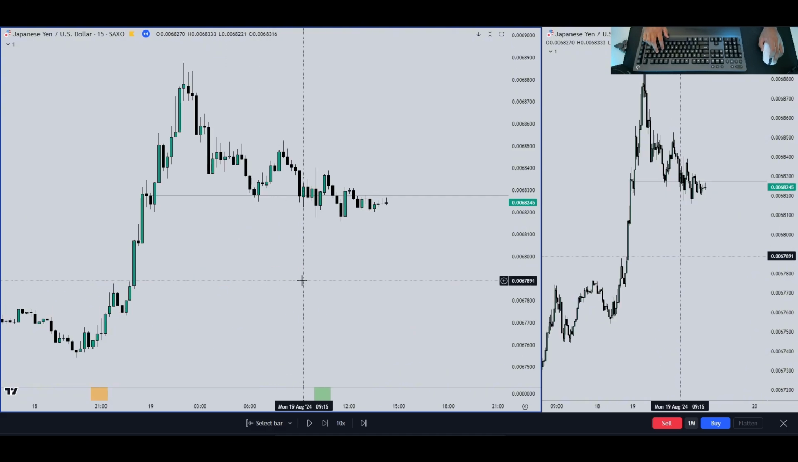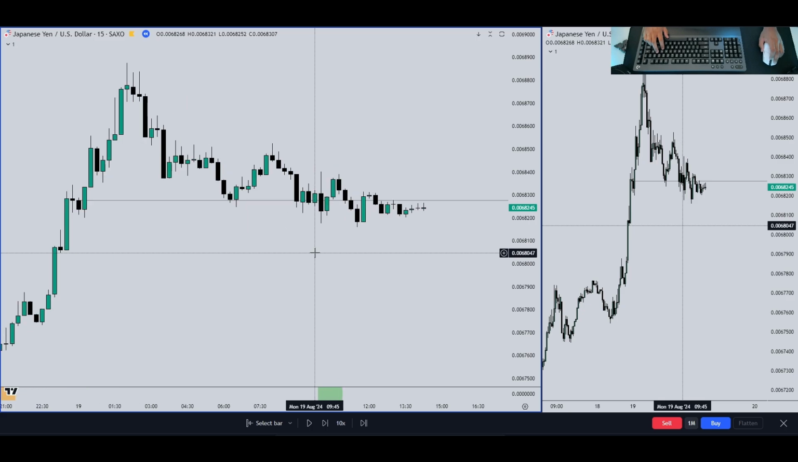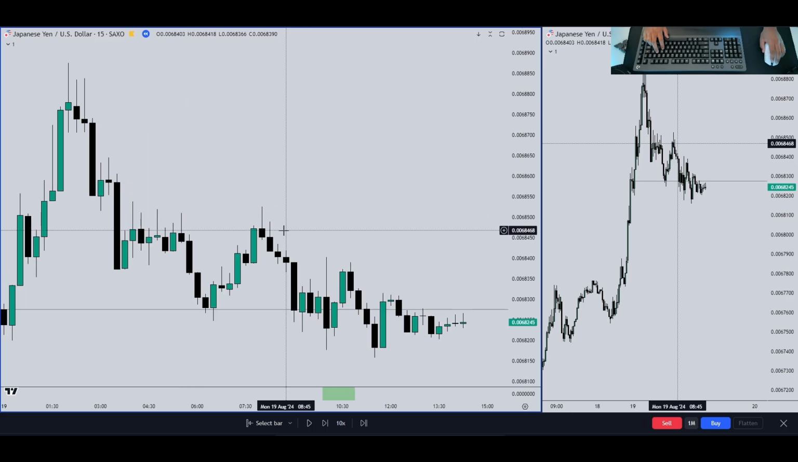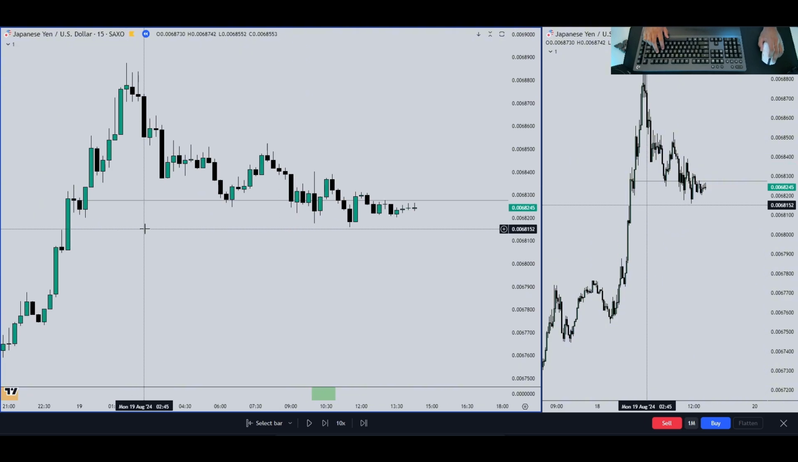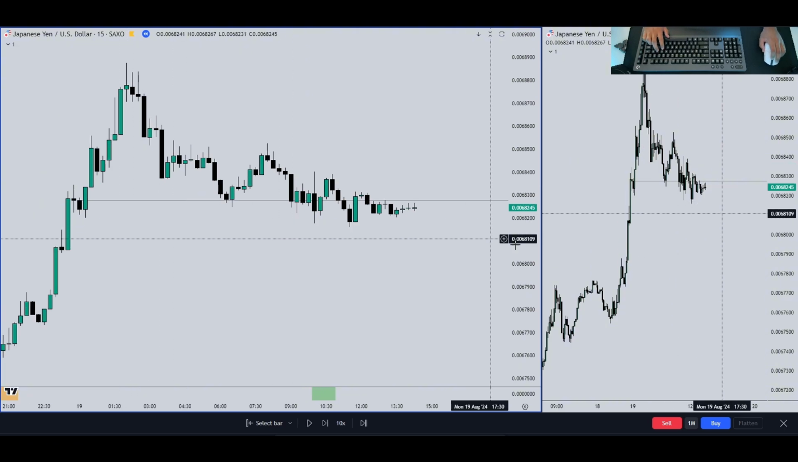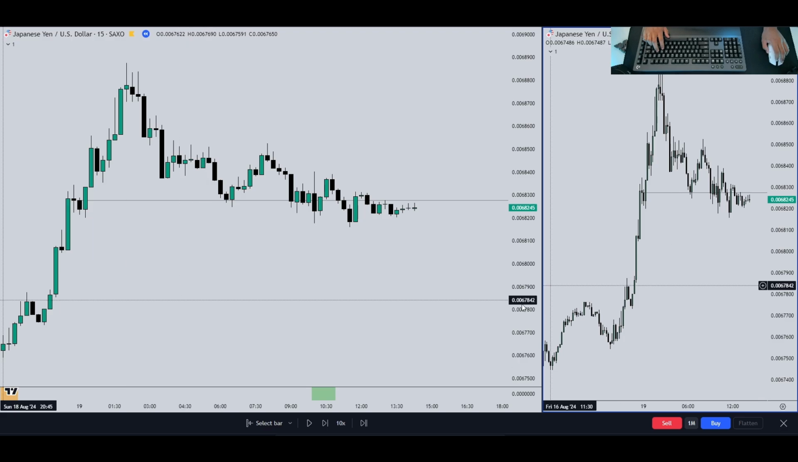So here we have Monday's price action for Monday, August 19th. And from the looks of it here, we're getting a little bit of a choppy situation. But again, I remember from last time, we don't want to judge a book by its cover, as this is the 15-minute time frame.